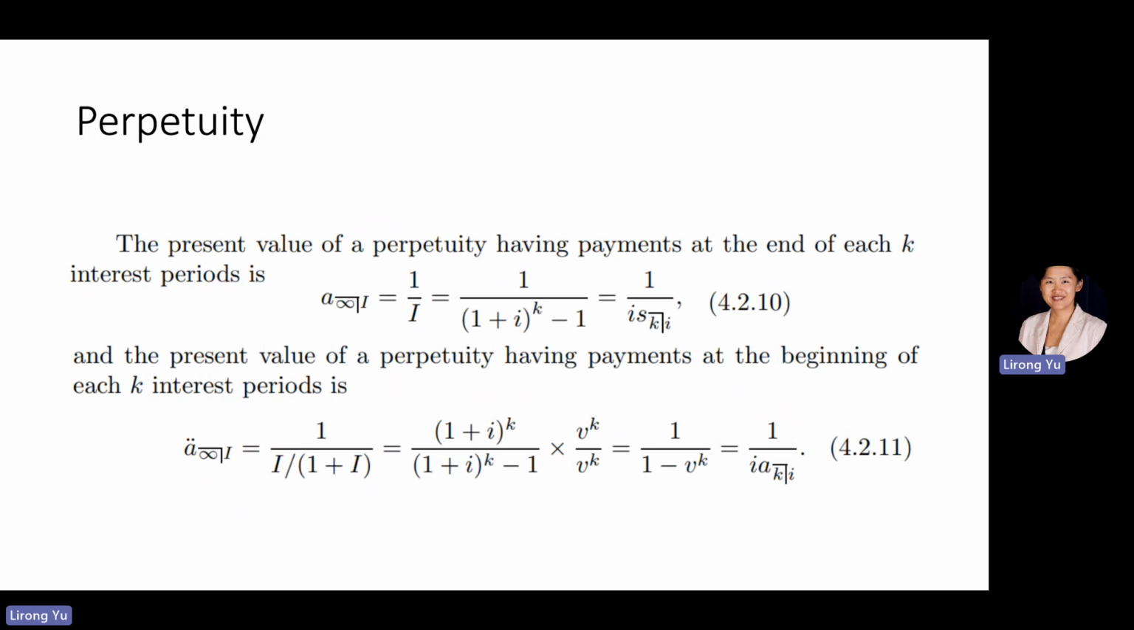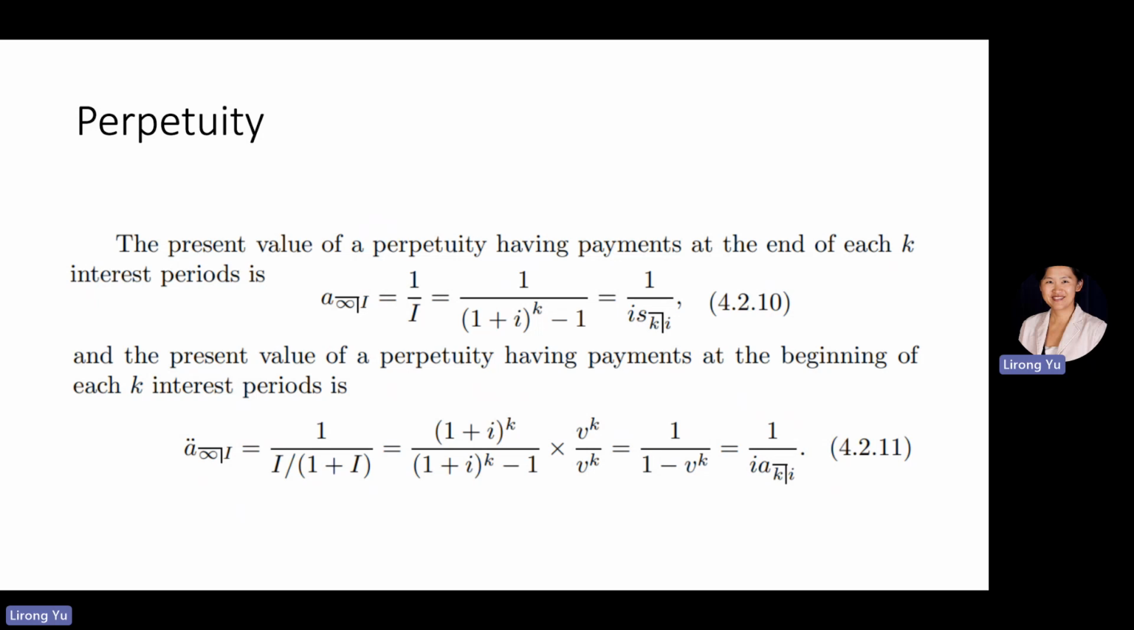All right, and let's try to devise a similar formula for perpetuity. Let's just say we have a perpetuity, the present value can be calculated using a-angle-infinity at rate i. According to the formula in chapter 3, a-angle-infinity at i equals 1 over i. This uses the geometric series summation that we learned in calculus.